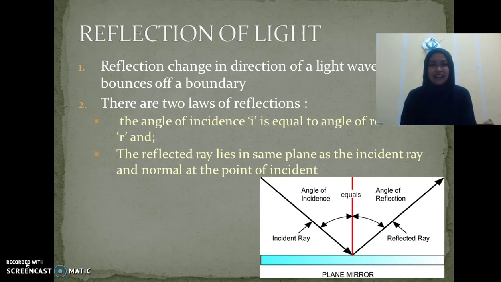Reflection of light. Reflection is the change in direction of a light wave when it bounces off a boundary. There are two laws of reflection. The angle of incidence I is equal to the angle of reflection R, and the reflected ray lies in the same plane as the incident ray and the normal at the point of incidence.